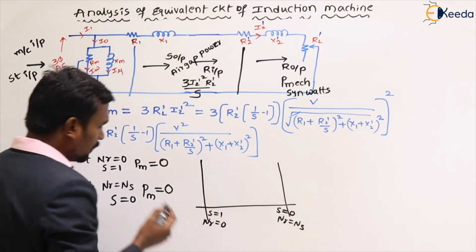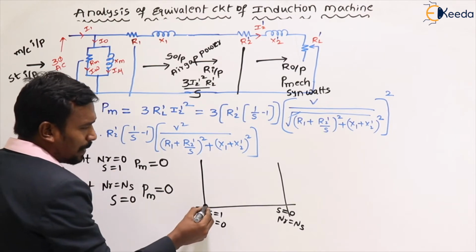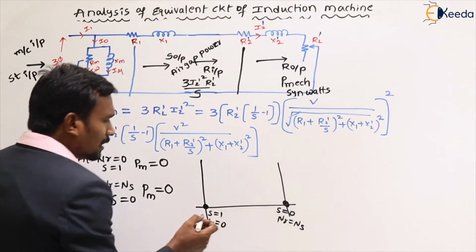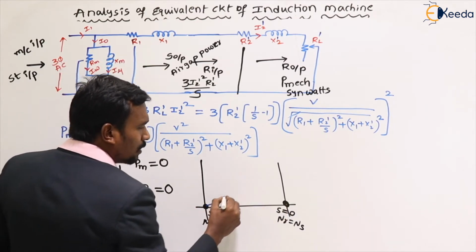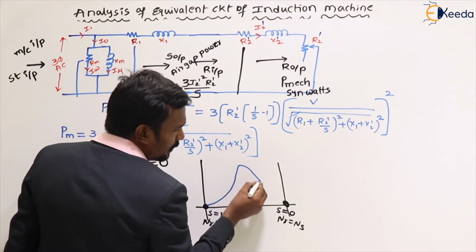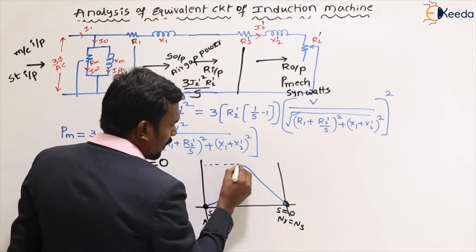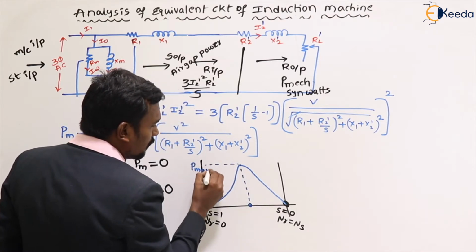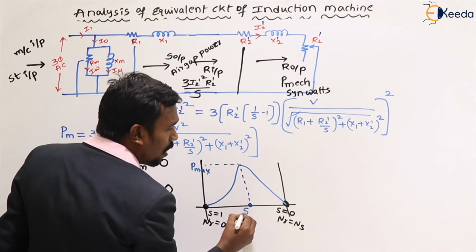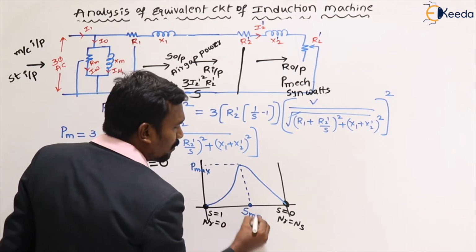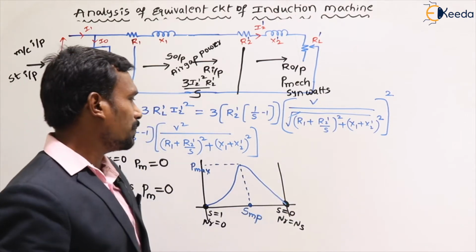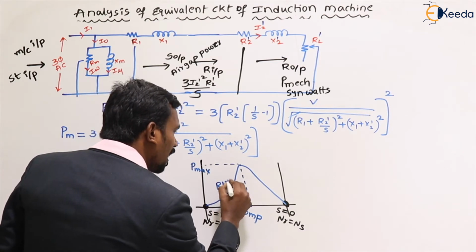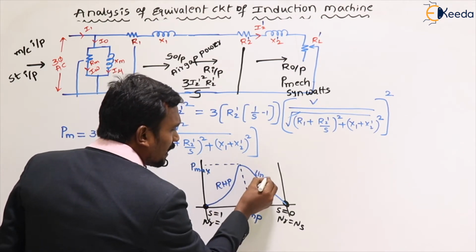So let's have a graph. Here also the power is 0, here also the power is 0, but when the speed increases, the power also increases, and then after that it decreases. At this condition, the power is maximum, and this slip is called the slip at maximum power. Here, this is a rectangular hyperbola and this is a linear curve.